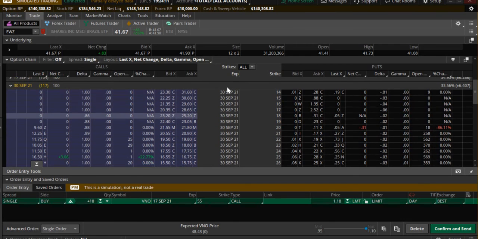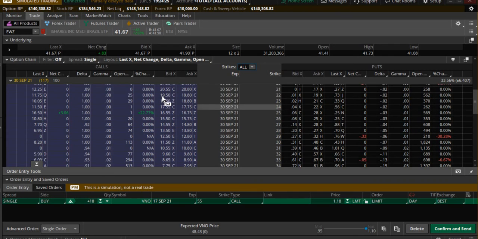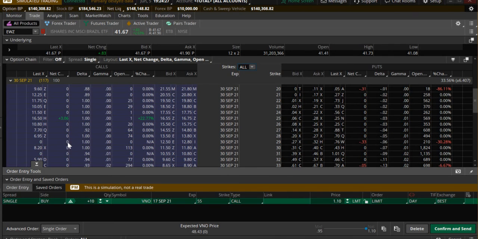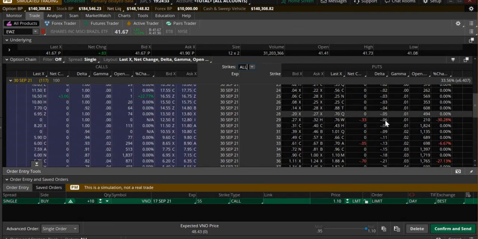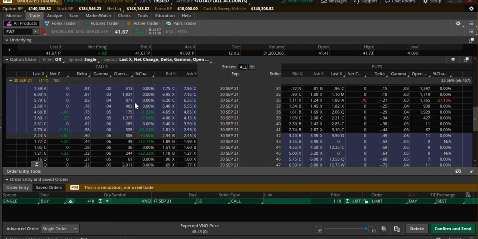Alright, now when you first open it up, it might have limited strike prices that you can see, but you can always go and adjust it to however much you want if there's too many or too little. But I'm going to go ahead and pick all. If you'll notice, your calls are on the left and your puts are on the right. If you're expecting it to go down, you're looking at this column. If you're expecting it to go up, you're looking at this column.